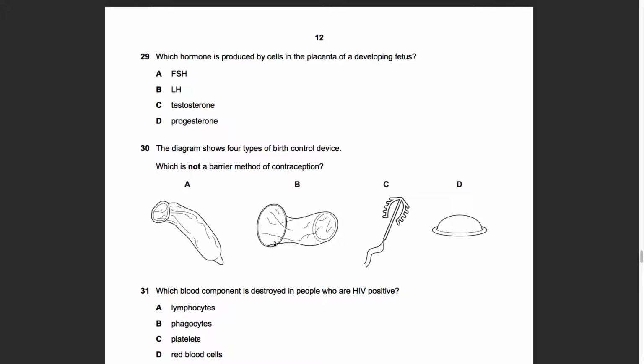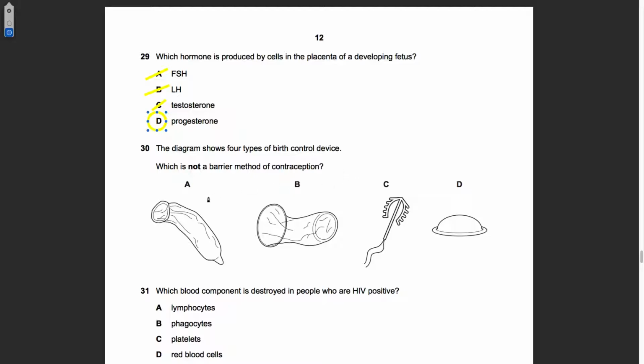Okay, question 29. Which hormone is produced by cells in the placenta of a developing fetus? Well, FSH and LH are both hormones produced by your pituitary gland, so not those. Testosterone, no. And progesterone, therefore, is the correct answer. The placenta produces progesterone, maintains the lining so the pregnancy is not lost.